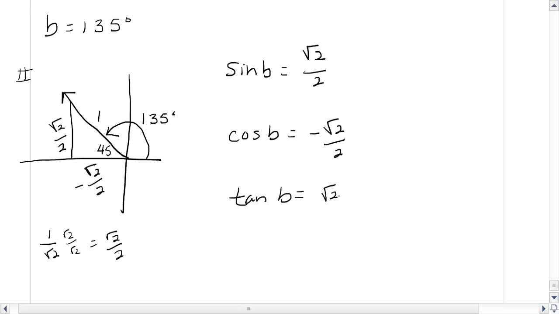So again, I have a compound fraction, square root 2 over 2 over negative square root 2 over 2. But you notice these fractions are the same. When you divide a number by itself, you get 1, and we still have the negative sign. So the tangent is negative 1. All right, that's a wrap for section 4.